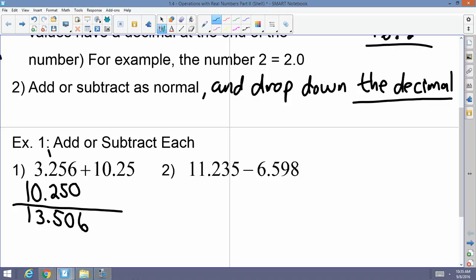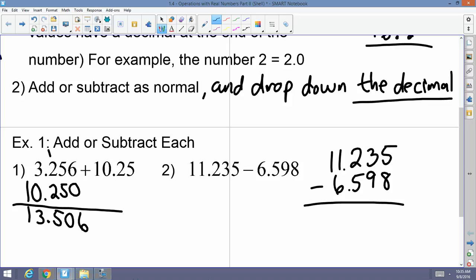Next, I've got 11.235 minus 6.598. Please remember that the negative operation signs still work with decimals. So in this case, the larger number was already in front, so we're going to subtract the smaller number. If it was 6.598 minus 11.235, then I'd have to subtract as normal and keep the sign of largest absolute value.